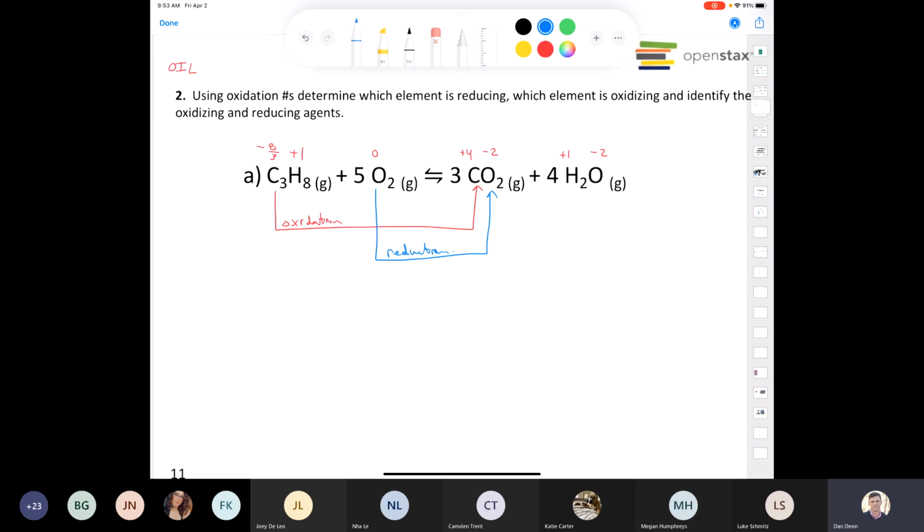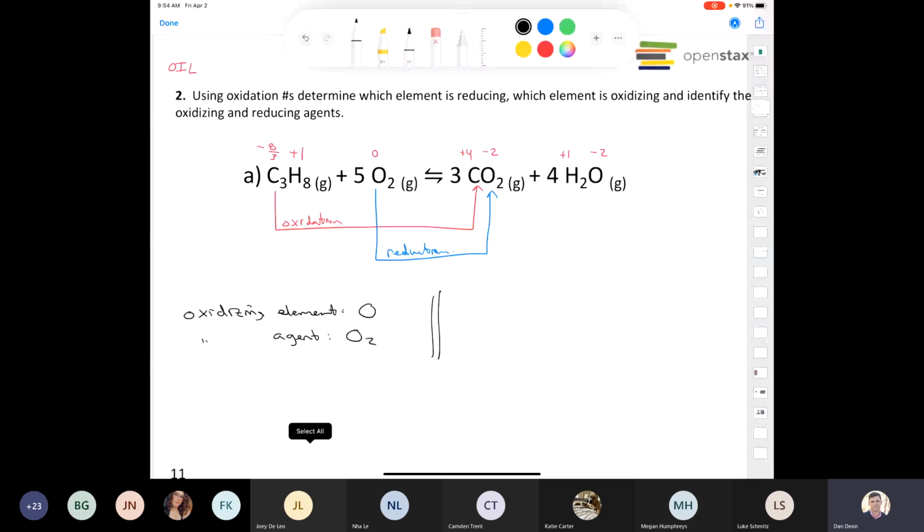Now, if the carbon is being oxidized, what's the oxidizing element? The oxidizing element is the element that's affecting the oxidation. Well, what element is being reduced? And the answer is oxygen. They also ask you, what's the oxidizing agent? The oxidizing agent is the agent that has the oxygen in it, which would be O2.